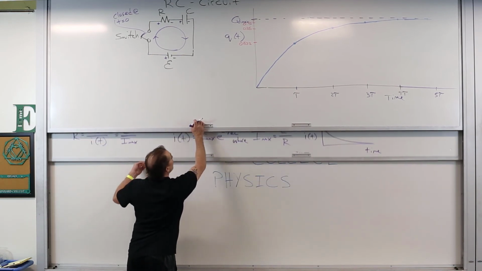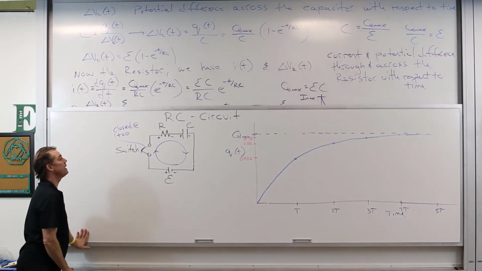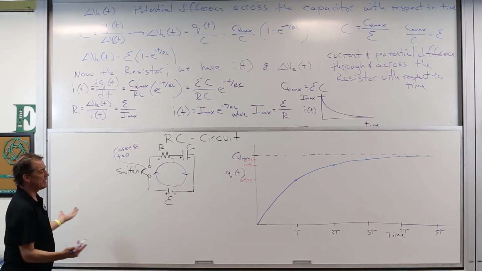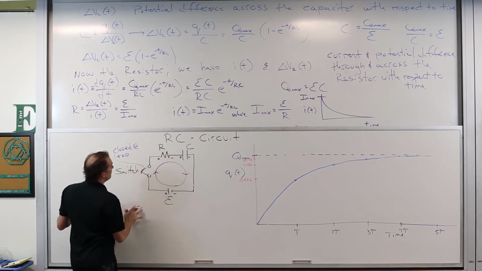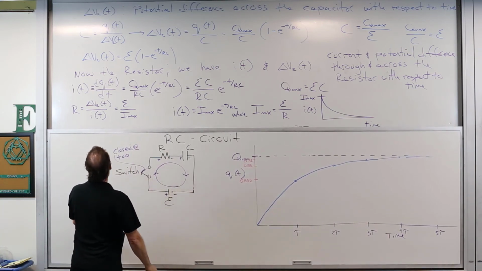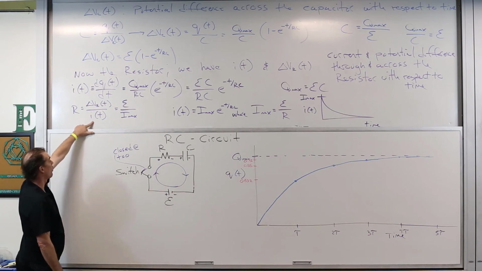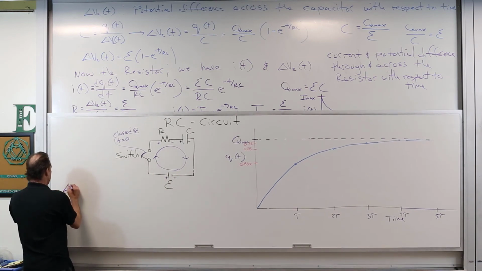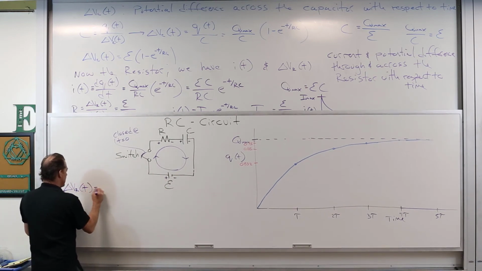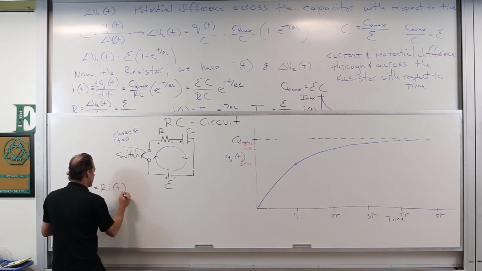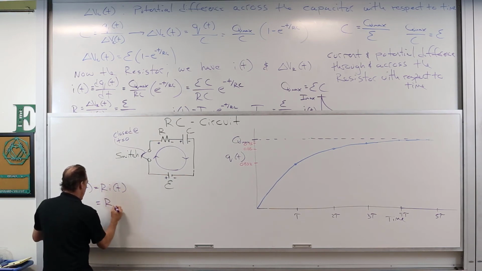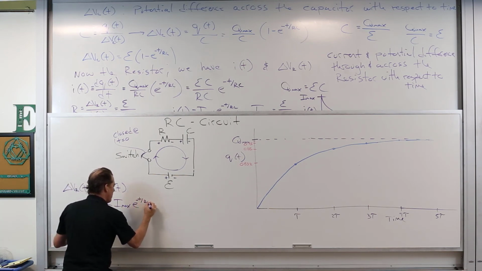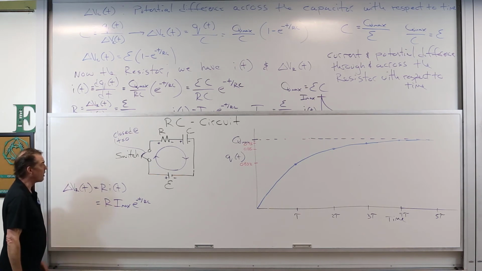All right, that leaves us with one more thing to look at, and that would be the potential difference across the resistor with respect to time, which is now pretty easy to get. There's a couple different ways to get it, but I think right now the easiest way would just be through this. We know how the current varies with respect to time. The current times the resistance is the potential difference, so we've got delta V sub R of t is equal to R times I of t, which is then equal to R times I max times e to the negative t over RC.